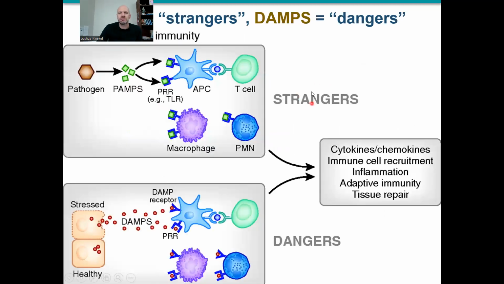So you can think about innate immunity as participating in response to strangers, foreign microbes entering, versus dangers, that is your own cells that are stressed or damaged or going through necrosis. The PAMPs would be some molecular pattern associated with a pathogen. The DAMP would be some intracellular protein or marker that only gets released when there's cell damage. Both the PAMPs and the DAMPs can stimulate the immune system to respond.